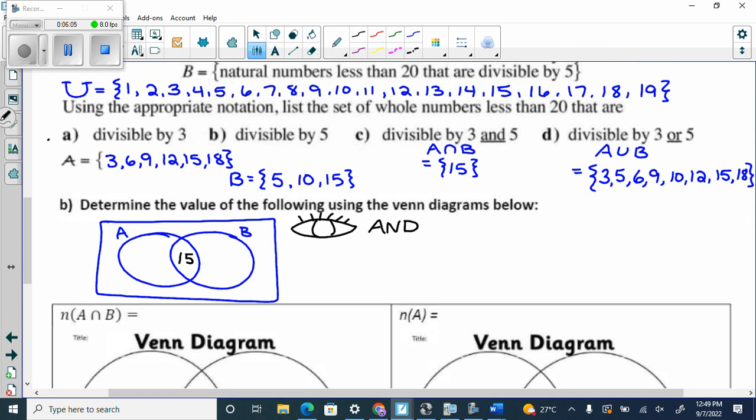Then your A circle has to contain everything in A. I already have what in A? 15. So I'm not going to list it again. It's already in A. It just happens to also be in B. Okay? So I'm not going to list my 15 again. I'm going to put a little dot behind it.